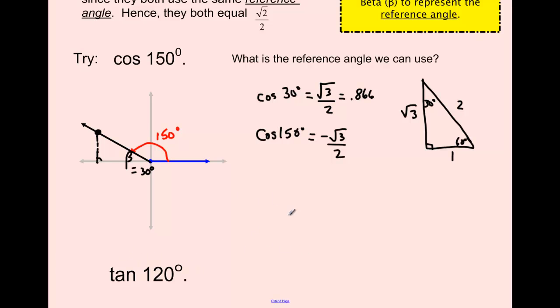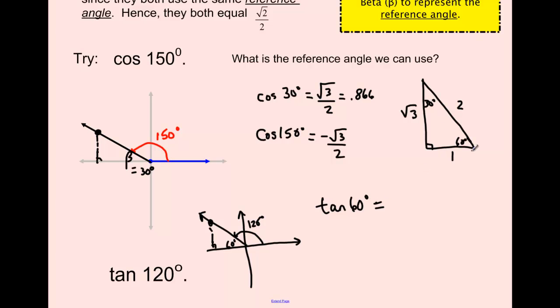So tan of 120, again, I'll quickly draw a sketch here of where our terminal arm will be. So I'm going to start here. It's going to go to 90 degrees plus an extra 30 more. So that's my terminal arm right there. If I have a point on here and I drop down to the x-axis, if this is 120 degrees, my beta here is going to be 60 degrees. So let's figure out the tan of 60, because that's my reference angle.